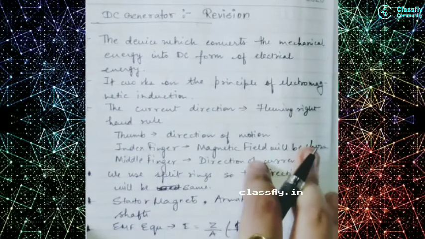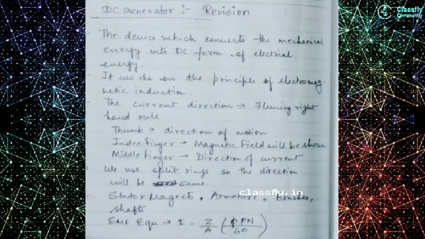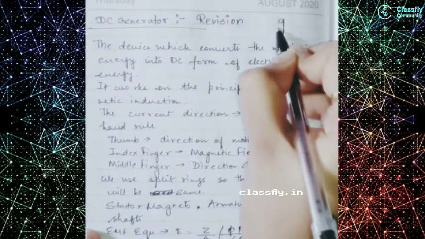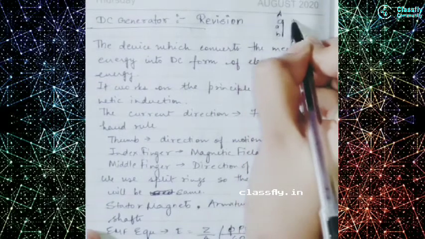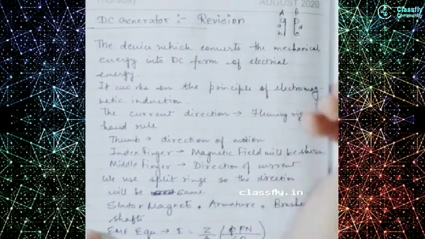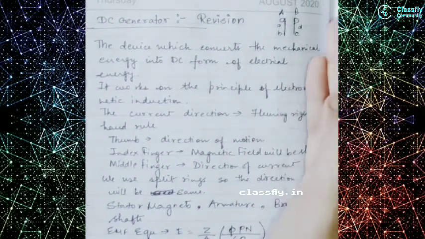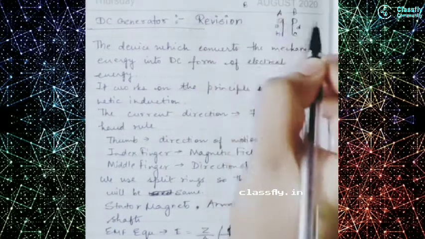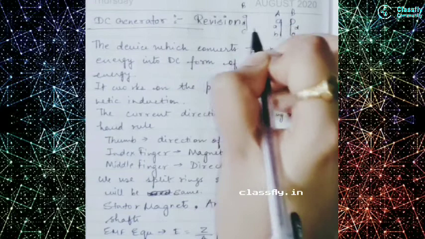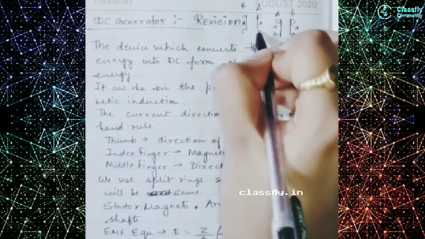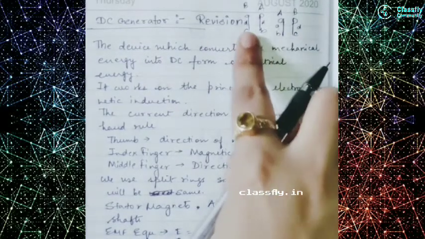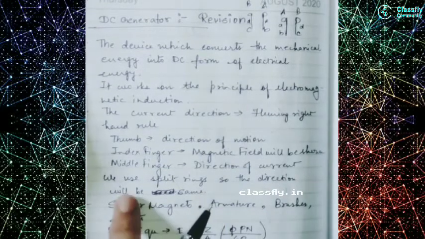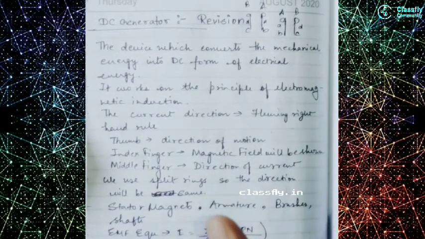And here in this DC generator, we use split rings. That means if my split ring is like this and they are attached with the AB terminal, and my other split ring is represented like this, and this is CD. Due to the split rings, whenever the coil changes position, it will come back to the same position. That means it becomes DC, and the direction will not change, though the coil rotates to another place. So we use split rings so the direction will remain the same.